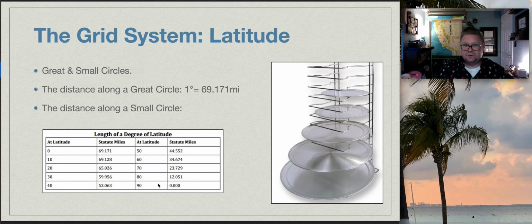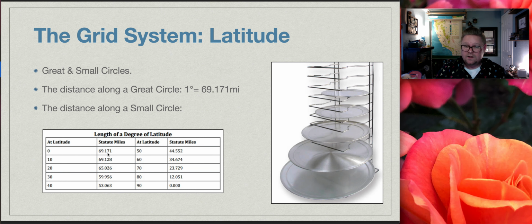So if I wanted to measure the distance around the Earth, well, I know the Earth as a complete circle is 360 degrees. So if I want to go 360 degrees, and at the equator it's 69.171 miles per degree, I just multiply those 2 numbers, and I get 24,000 and change. So you can do it that way.